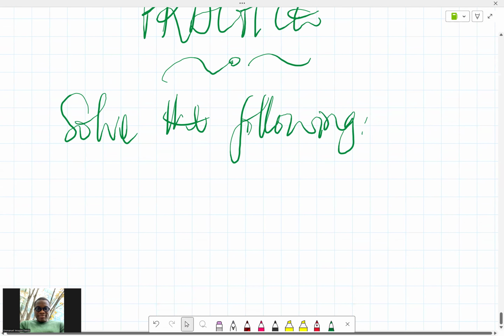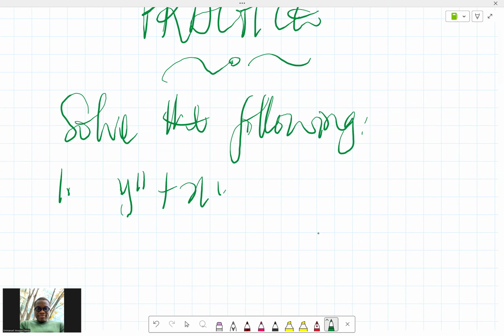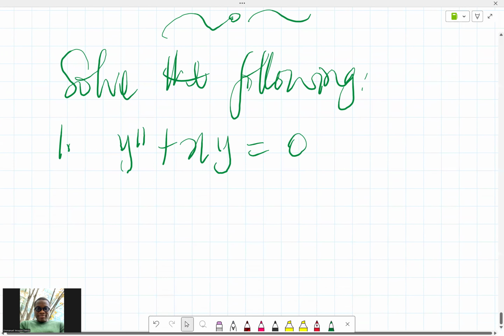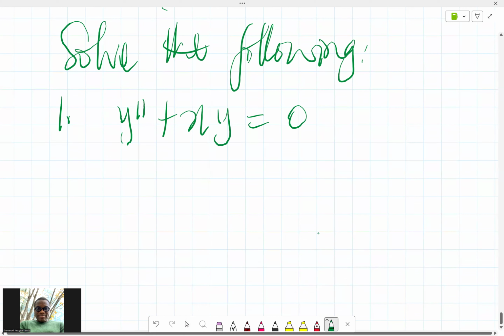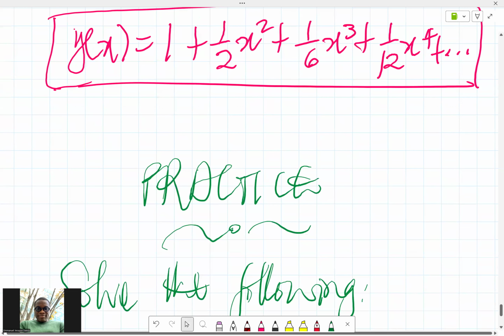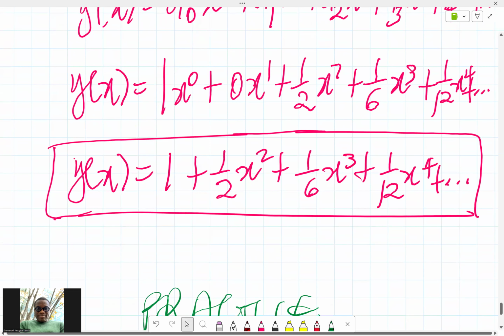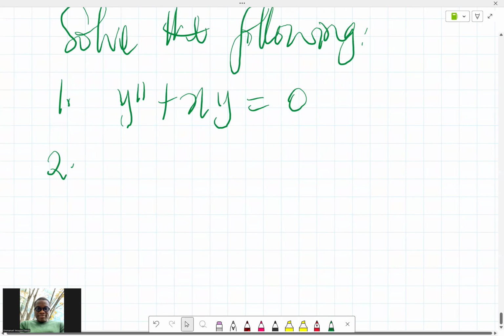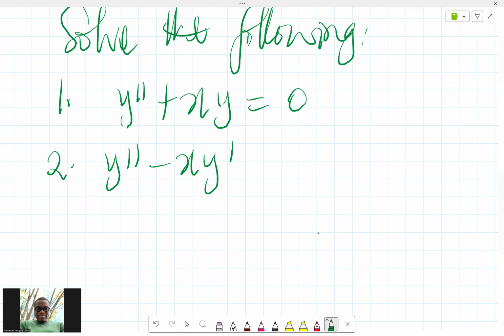Question 1, you have y prime prime plus xy equals 0. Then also number 2, assume a power series solution for the equation below and find the first four terms of the series expansion. In our case, we also find the first four terms, 1, 2, 3, 4. So you can just always find the first four terms, even if you're not told. So you have y prime prime minus xy prime minus 2y equals 0.